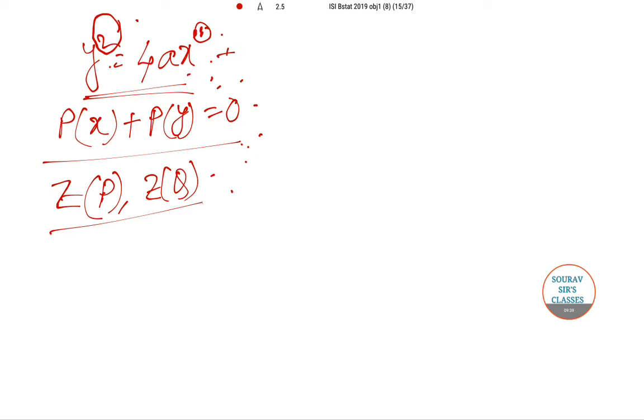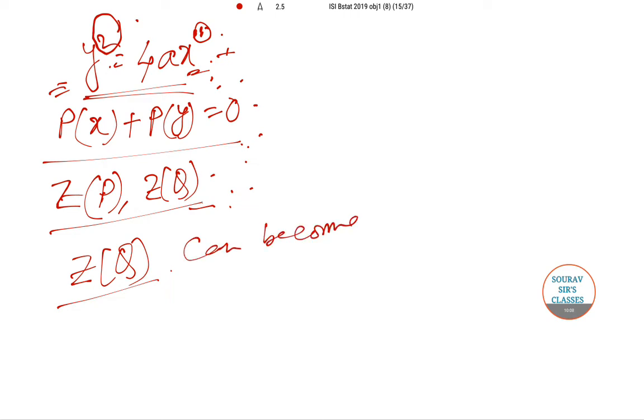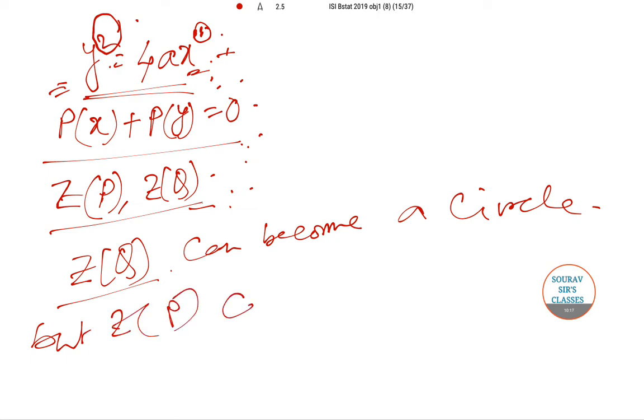as in a parabola the coefficients of the same degree of x and y are not equal. So we can say that Zq can become a circle, but Zp cannot be a parabola.